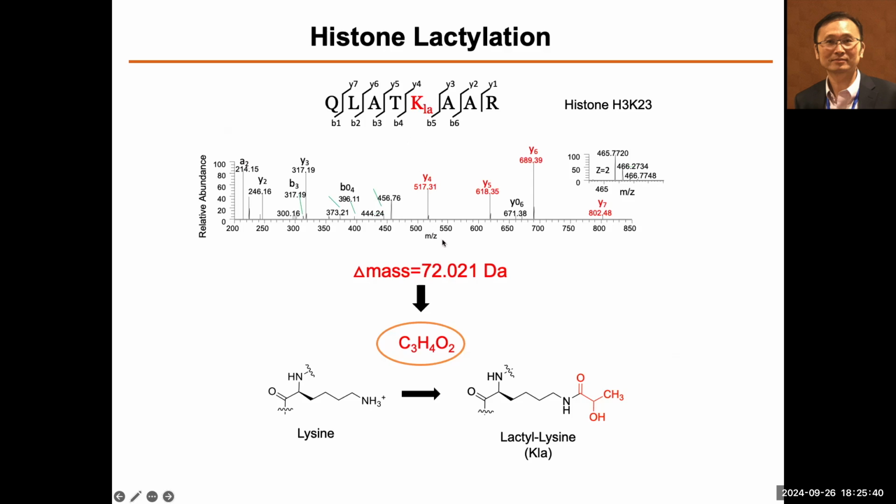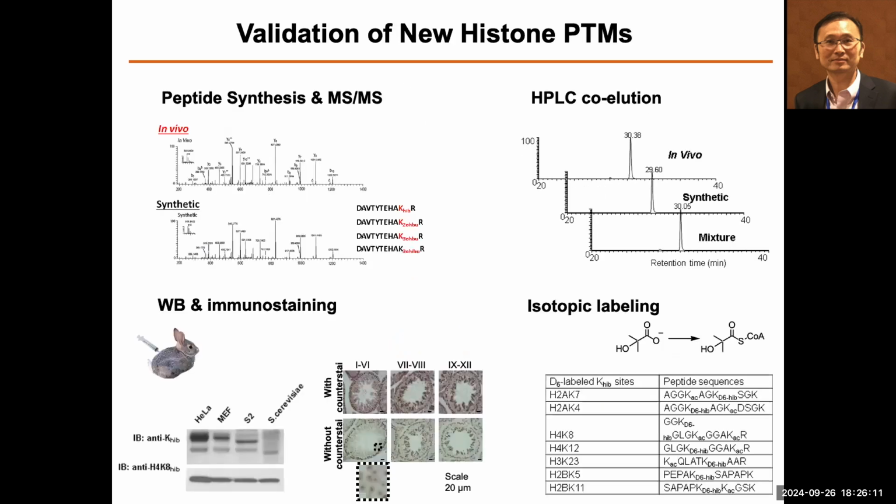Based on this 72 Dalton, we can quickly deduce the elemental composition. From this elemental composition, the most logical structure is lactate. So at least lactate is the major candidate for the modification. We detected more than one peptide, initially 5 peptides.